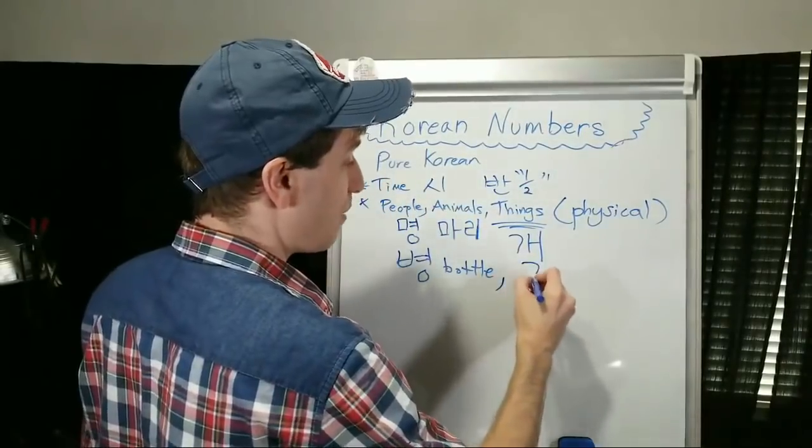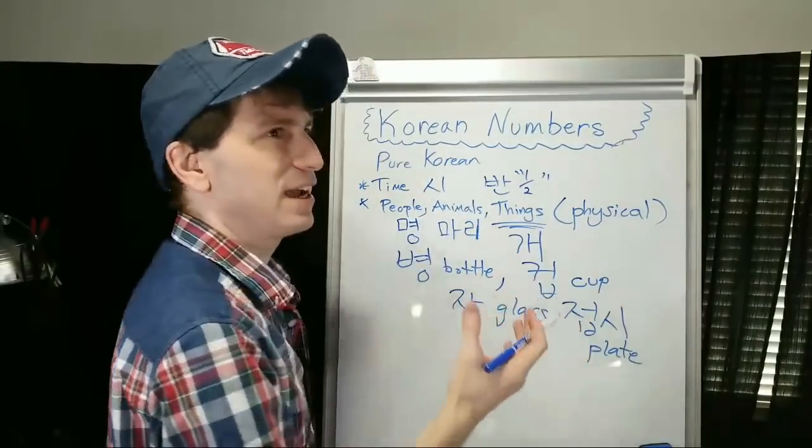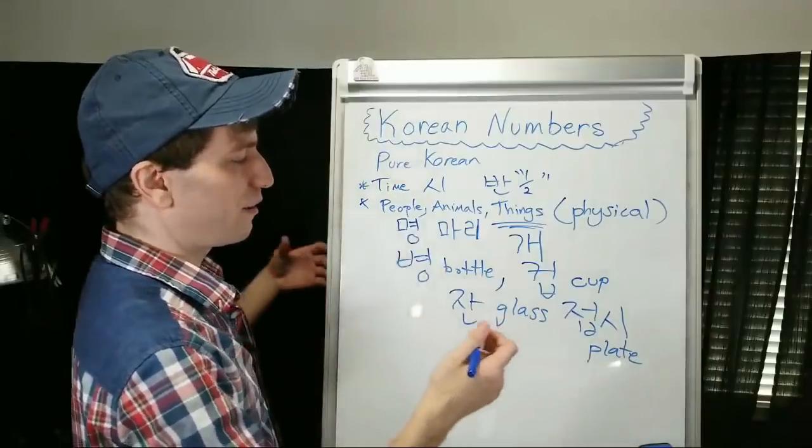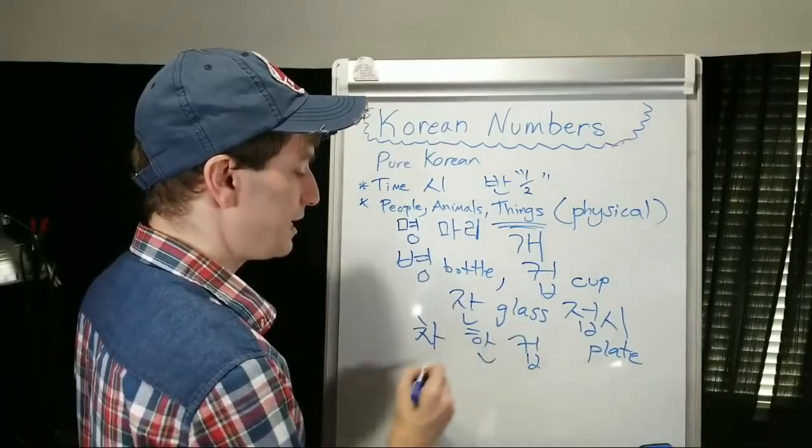You can also use cup for a cup of something. 잔, 접시 is for a plate. You can say, we want to say I have 1 cup of tea. You'd say 차, which is tea, and then 한 잔, tea, 1 cup.